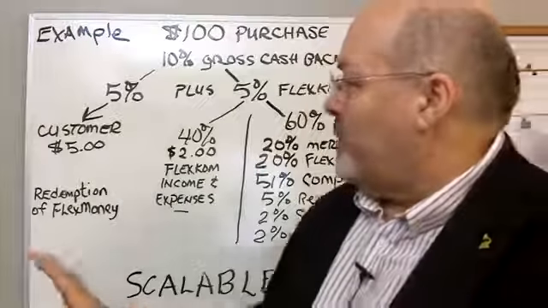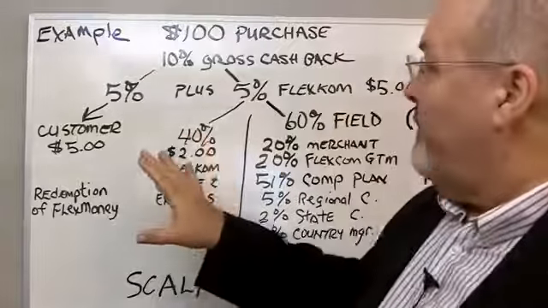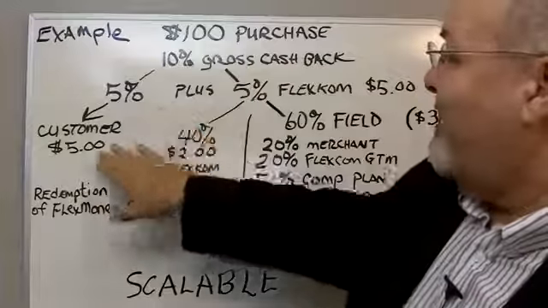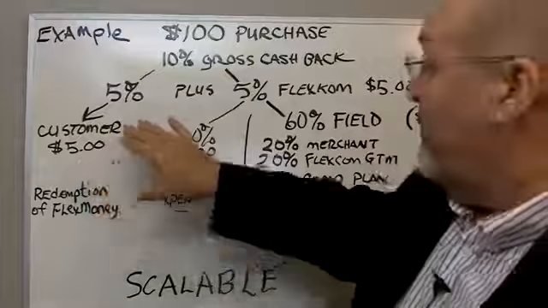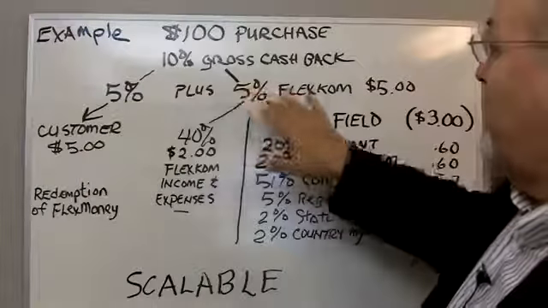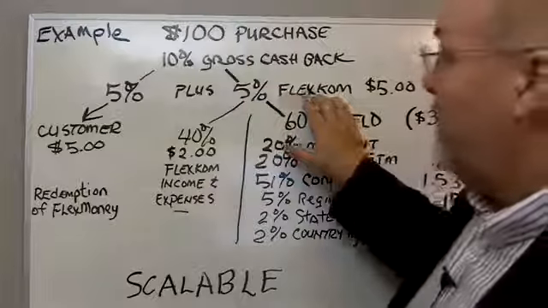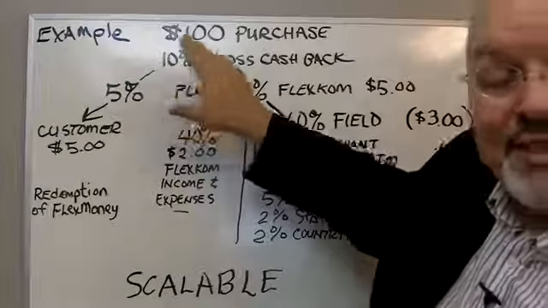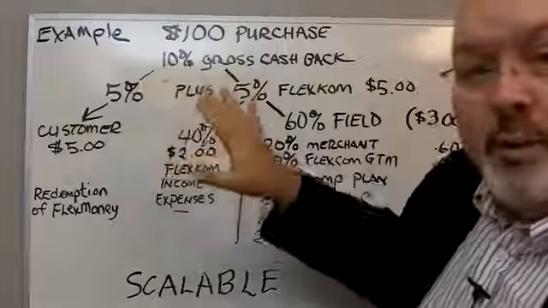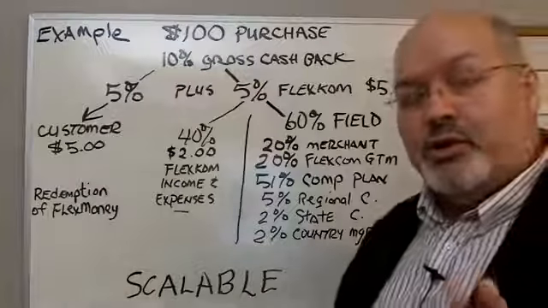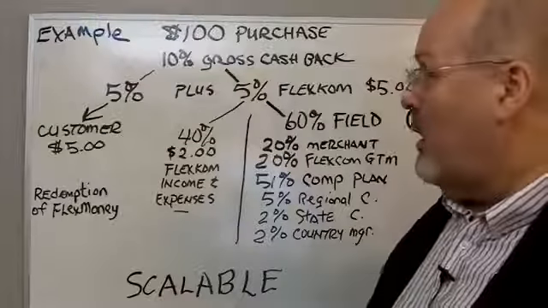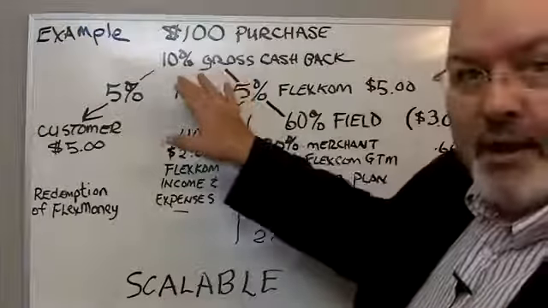So let's get back to the example. The example is the $100 purchase, 10% gross cash back. Half of it's going to the customer. The other half goes to Flexcom. So it's 5% plus 5% makes for the total of 10% in this particular case. Now, remember something, the merchant can determine at any given time, any day, any hour, how much his gross cashback is going to be.